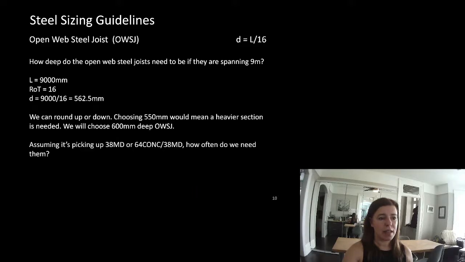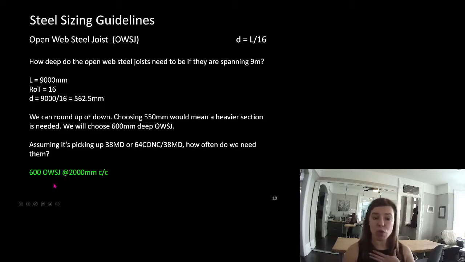All right. Assuming it's picking up 38 millimeter deck on a roof or 64 concrete with 38 metal deck on a floor, how often do you think we need them? Now, remember, there's nothing in this that tells us that except the depth of these members. Well, we know if this is being used as our flooring system, the thing that supports it usually needs to be every 2 meters. This sizing guideline kind of has that embedded in it. If you have something at a bigger spacing, this sizing guideline might not work. And these are telling us we need these to be around 2 meters on center.